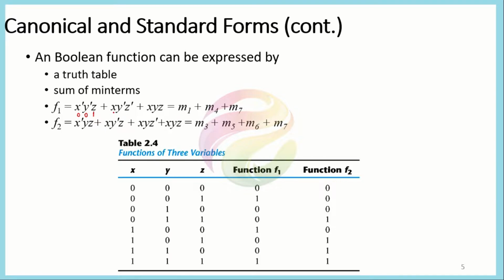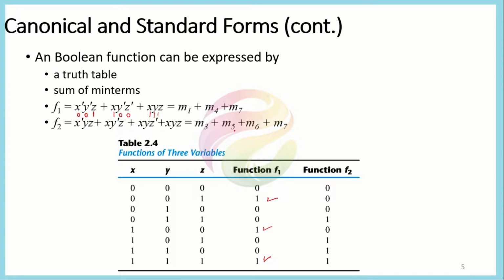Similarly, this will become 1, 0, 0, so it will be representing 4. So we will write m4 here. And similarly here 1, 1, 1, so this will be representing m7. So if you are representing this function in this kind of form, you can write it in terms of min terms as this one. It means that there are 3 min terms included, 1, 4, and 7. For these 1, 4, and 7, the function value will be equal to 1. If you see, for m1, m4, and m7, the value of the function is equal to 1. So in this way, we have represented the function f1 in the form of min terms.